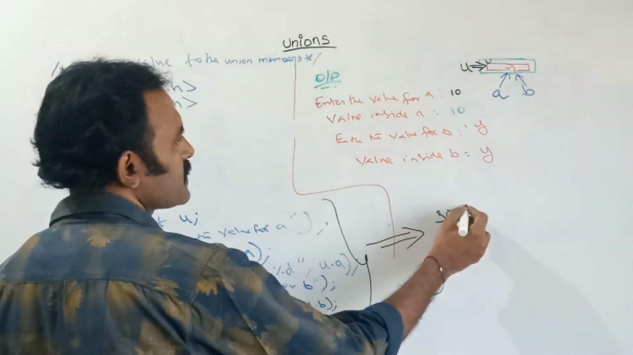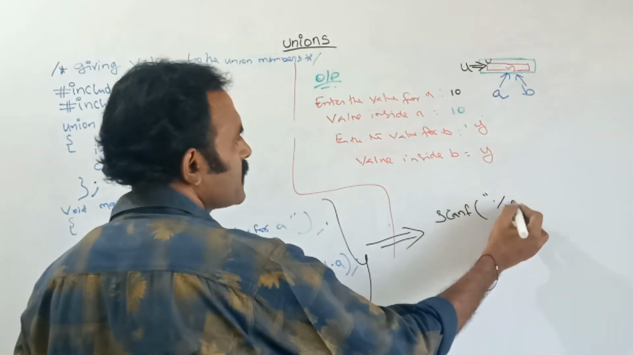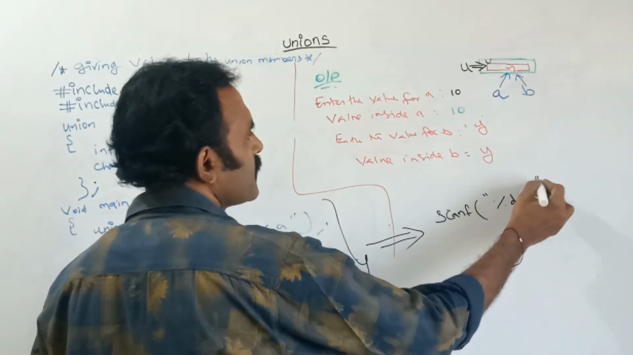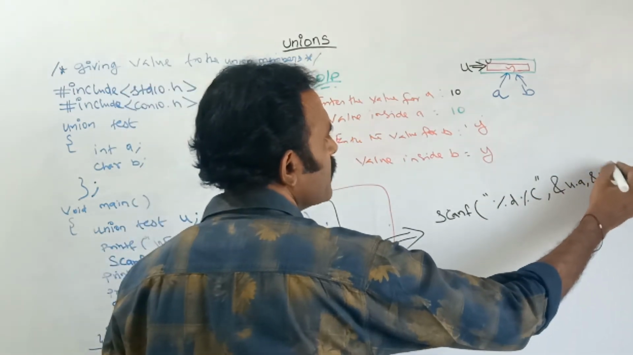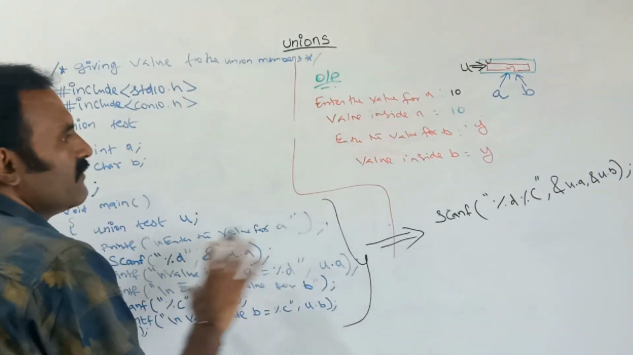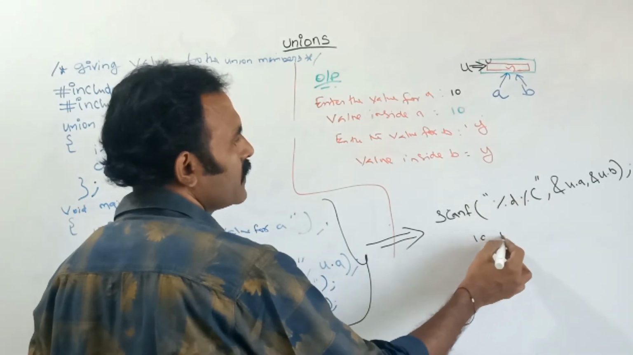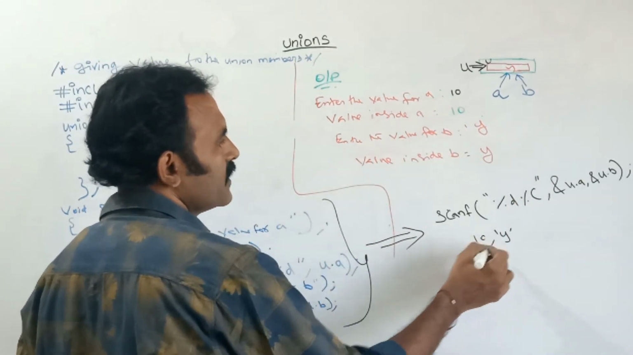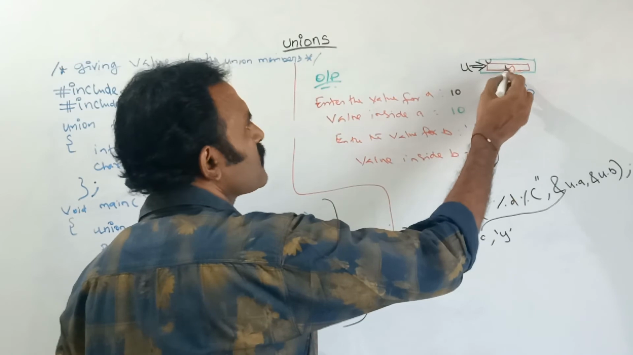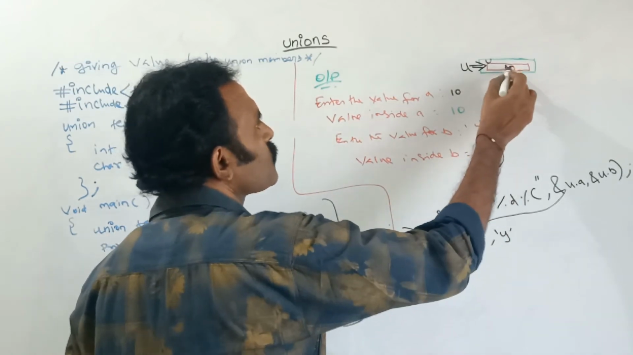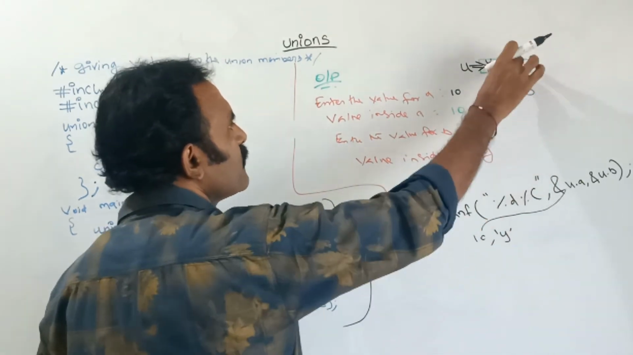by using the scanf function, if I am giving the value for the members, first integer data type, next character data type, next ampersand of u dot b, we should not give the value like this. Suppose in the keyboard you are giving first 10 and y, so the 10 will be stored first, next y will be stored next. So finally whatever value we had given, that will be in the memory.